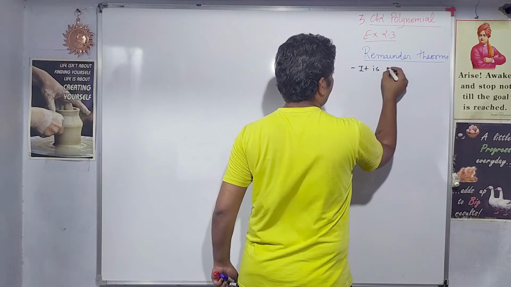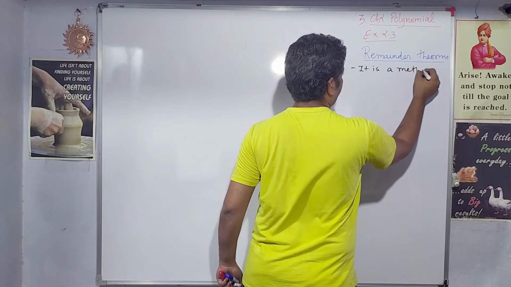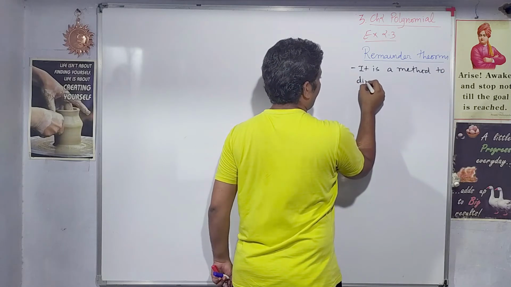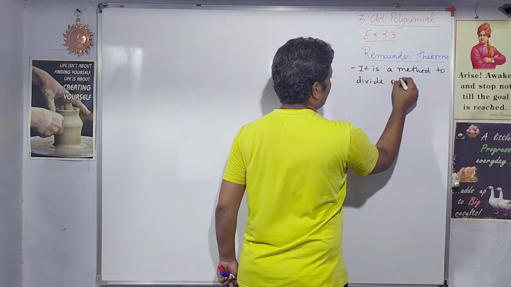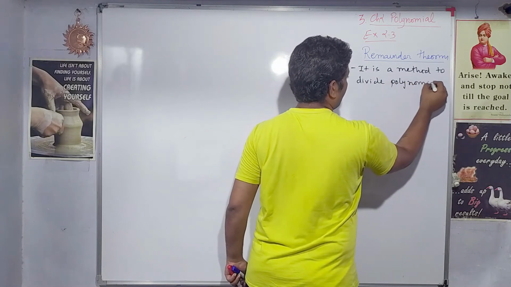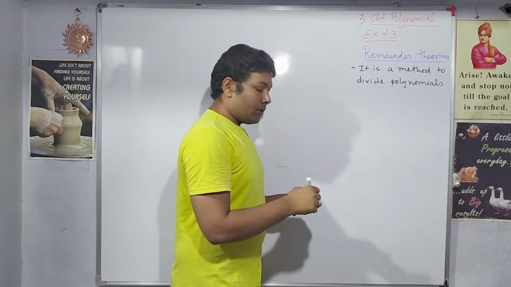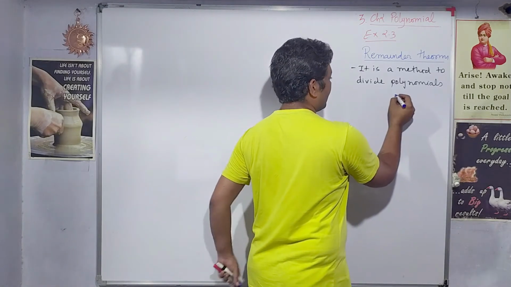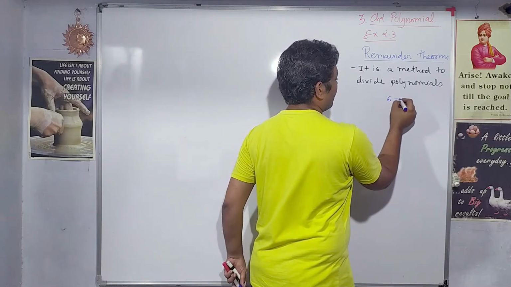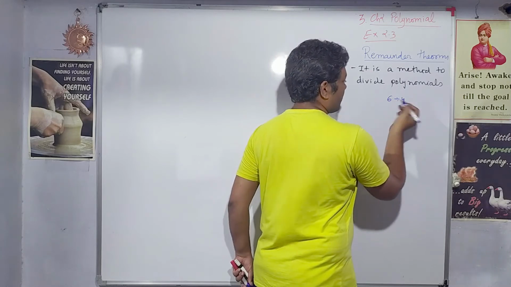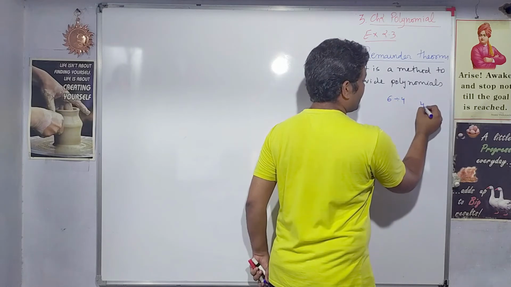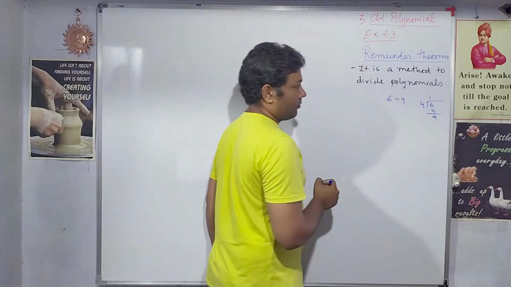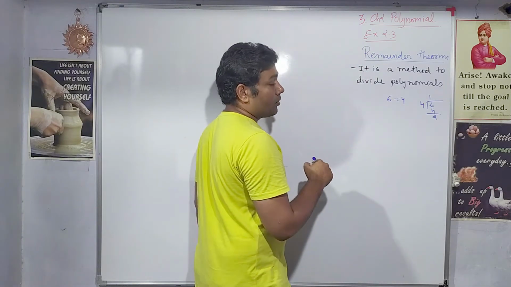It is a method to divide polynomials, right? You already know the traditional divisions, right? If you are given such type of numbers, let's say 6 divided by 4, so you can easily carry out that division this way. 4 ones are 4 and remainder is 2, right? But what about the polynomials?